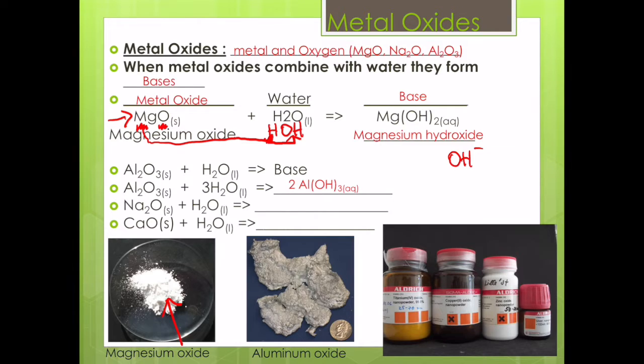So if you put aluminum into water, the aluminum is going to find its way to the OH part of water right there. So you get aluminum hydroxide, not good, strong base in water. Sodium oxide is going to do the same thing, and it will find its way to the OH in water. And calcium will do the same thing. So you have some pretty strong bases.